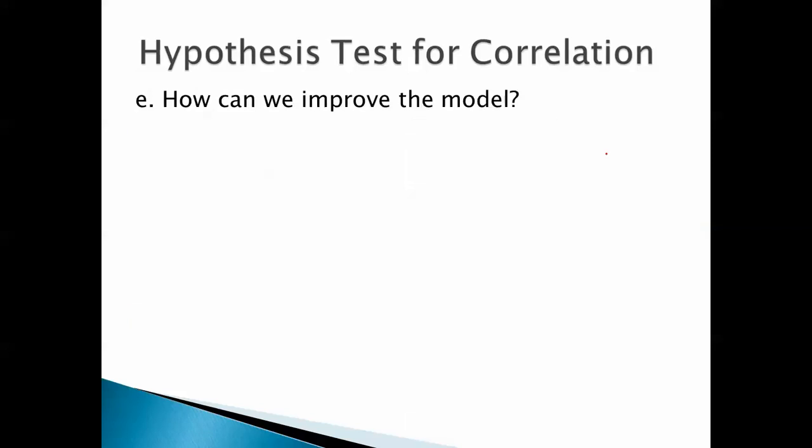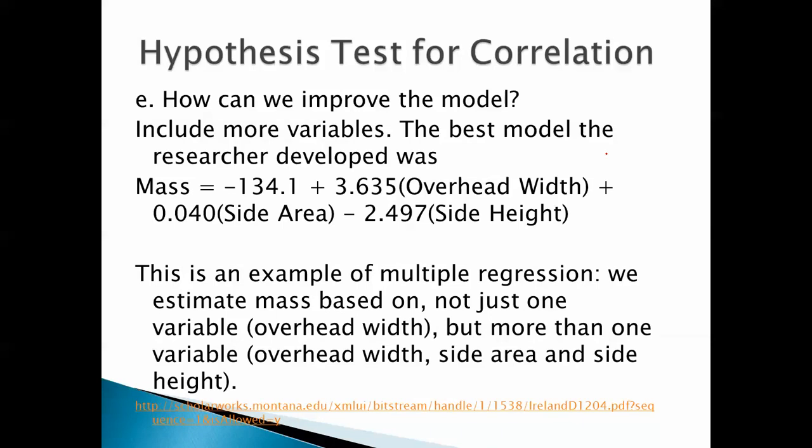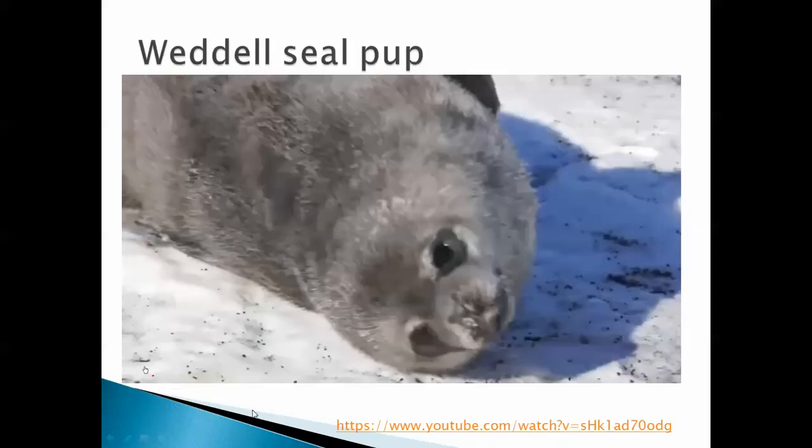How can we improve the model? Well, you can include more variables. The best model the researcher developed was mass equals negative 134.1 plus 3.635 times overhead width plus 0.040 times side area minus 2.497 times side height. This is an example of multiple regression. We estimate mass based not on just one variable, overhead width, but more than one variable: overhead width, side area, side height. And this is a Weddell seal pup. They're pretty helpless creatures when they're born. They can't really get around that well.